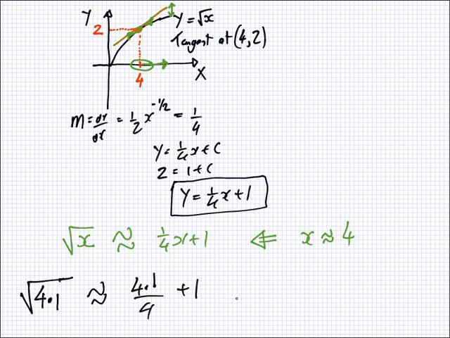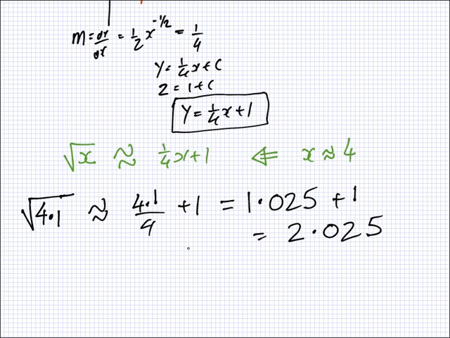Which is equal to 1.025. That's 4.1 divided by 4, isn't it? Plus 1. That's equal to 2.025. So I'm saying the square root of 4.1 is roughly equal to 2.025.